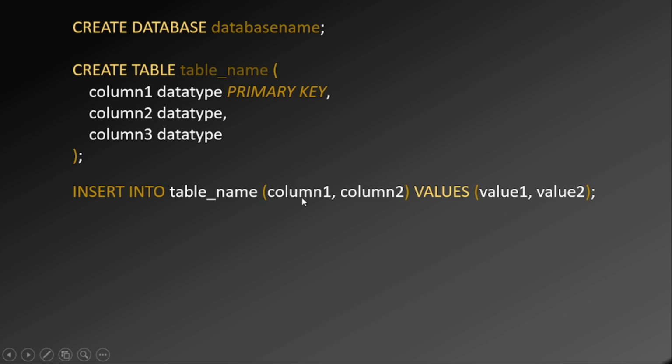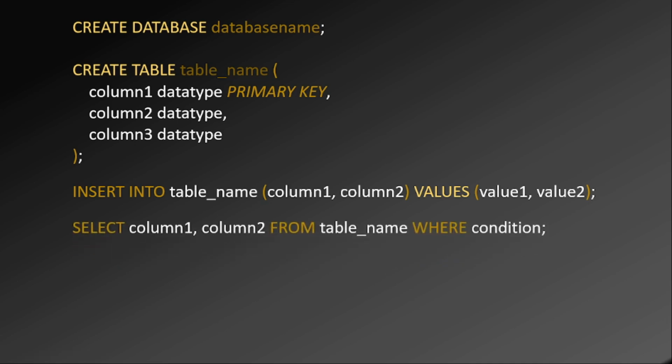For example, column 1 will have the data values from value 1. It cannot store the values for value 2, because it has to respect how the data is aligned, as specified in the table. We are going to also select the data from the database.